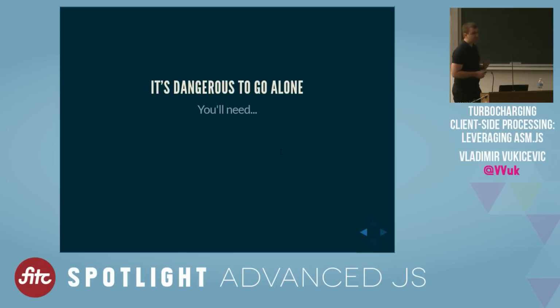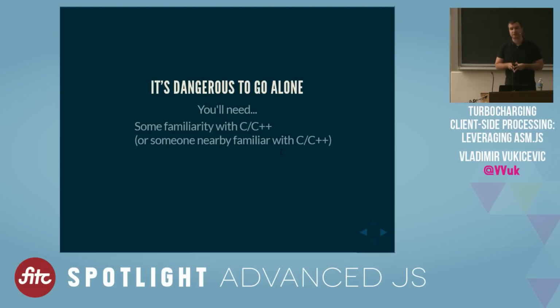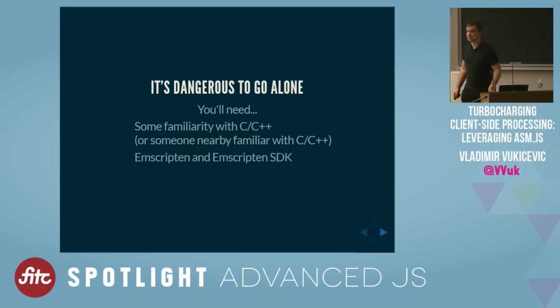So really there are two things you need to start taking advantage of some of these modules in your own apps. The first one, you need some familiarity with C and C++, especially if you want to take advantage of the existing libraries out there, open source or closed source. Or you need somebody nearby familiar with C and C++. You don't need a lot of in-depth knowledge. It's not extremely complicated to do some of this porting and compilation work, but there is going to be some glue code that you will have to write, at which point familiarity becomes very useful. And then you just need Emscripten and the Emscripten SDK. Open source tool, free for general use. You can just download it from emscripten.org.